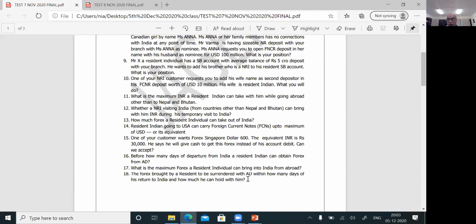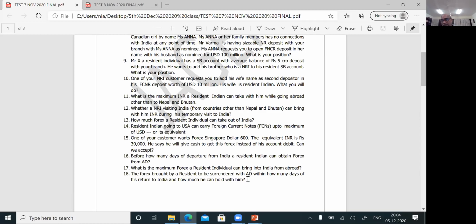You are going abroad. You are bringing forex. Any amount you can bring, isn't it? But you cannot keep it in your house. Whatever amount you bring, after entering it in the currency declaration form, you have to take it to the banker and surrender the forex which you have brought from abroad. Within how many days do you have to take it to the authorized dealer? Within 180 days of your return to India. Before how many days can you get the forex? 60 days before leaving India. After reaching India, you have to surrender the forex to the authorized dealer within 180 days.